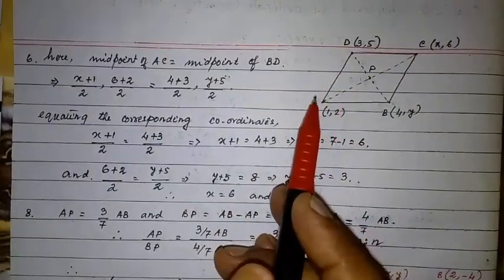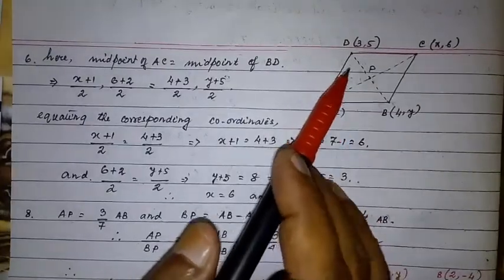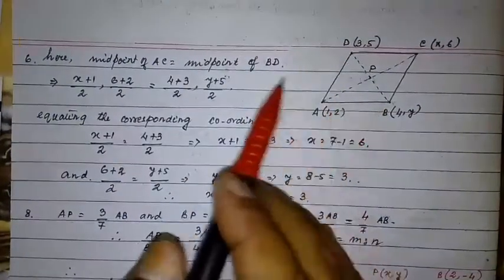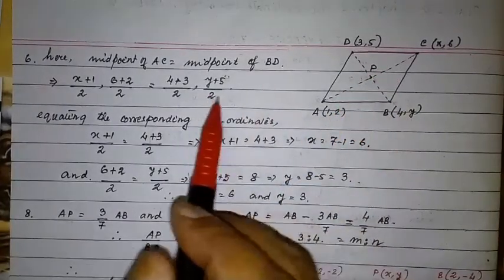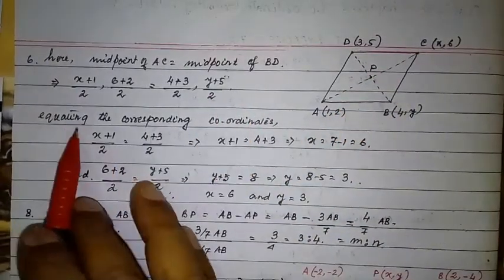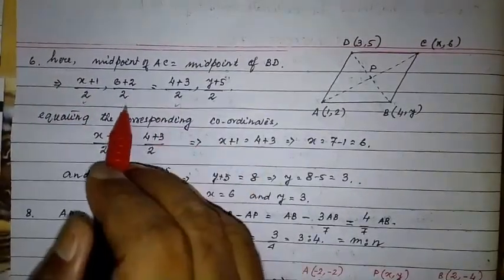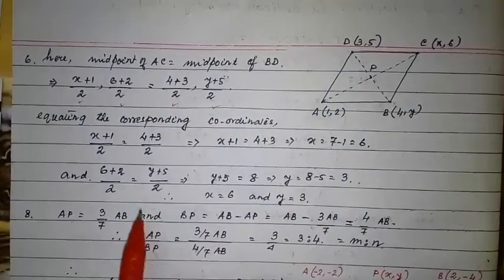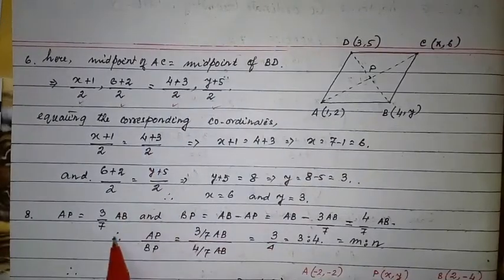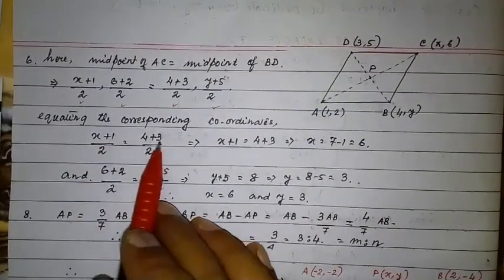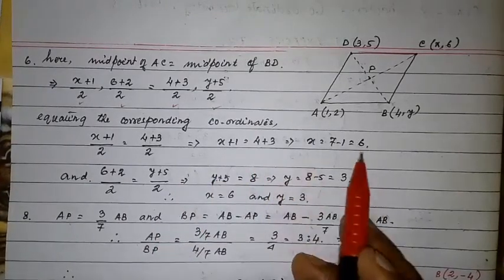Similarly, P is also the midpoint of BD. So we can write ((3 + 4)/2, (5 + y)/2). Now equating the corresponding coordinates, because this is the x coordinate, this is the x coordinate, this is the y coordinate, this is the y coordinate. That is (x + 1)/2 is equal to (4 + 3)/2. It means x plus 1 is equal to 4 plus 3. That is x plus 1 is equal to 7 and x is equal to 6.